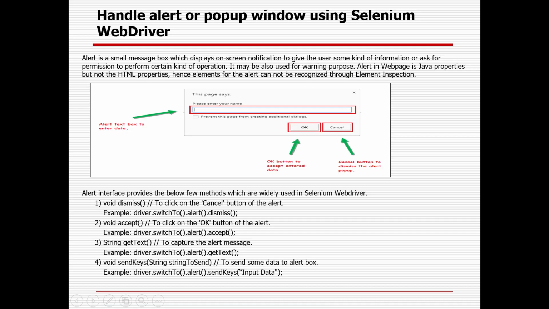An alert is a small message box which displays an on-screen notification to give the user some kind of information or ask for permission to perform a certain kind of operation. It may also be used for warning purposes. An alert in a web page is a Java property, not an HTML property. Hence, the alert cannot be recognized through element inspection. So there is an Alert interface through which I can handle the alert. There are a couple of methods available: with dismiss, I can dismiss the alert; with accept, I can accept the alert; with getText, I can get whatever alert message is available; and with sendKeys, I can enter something in the alert.